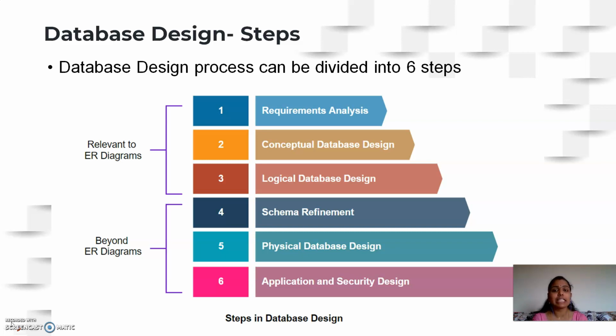If you observe these later three phases, 4, 5, 6: the fourth phase involves the tables that are created. The fifth phase involves the physical data structures. The sixth phase is about the applications and security that we will have to provide on the data. These three are not with respect to the ER diagrams. That is the reason why the later three steps are beyond ER diagrams. So these are the 6 phases involved in designing the database for any application of your choice.